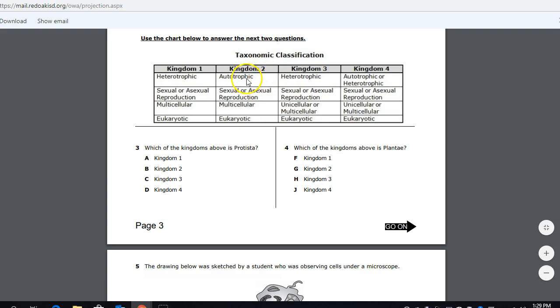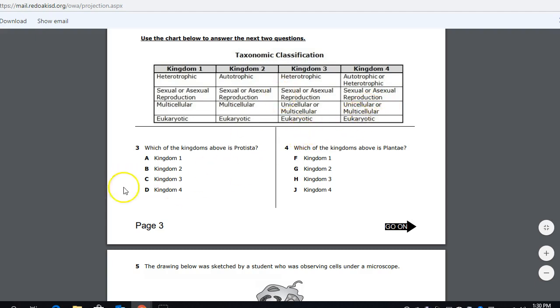Kingdom 2. These are autotrophs. They produce sexually or asexually. They are multicellular and eukaryotic. Kingdom 3. They are heterotrophic. They produce sexually or asexually. They are unicellular or multicellular, and they are eukaryotic. Kingdom 4. They are autotrophs or heterotrophs. They can reproduce sexually or asexually. They are unicellular or multicellular, and they are eukaryotic.